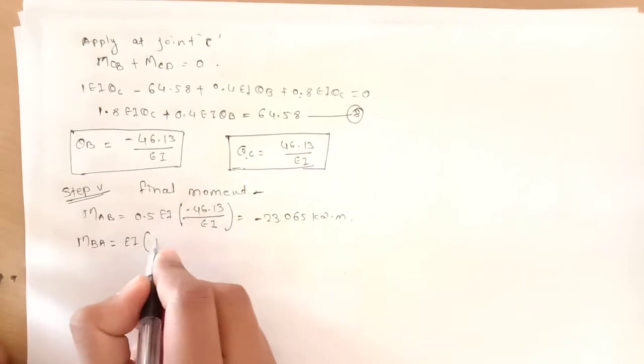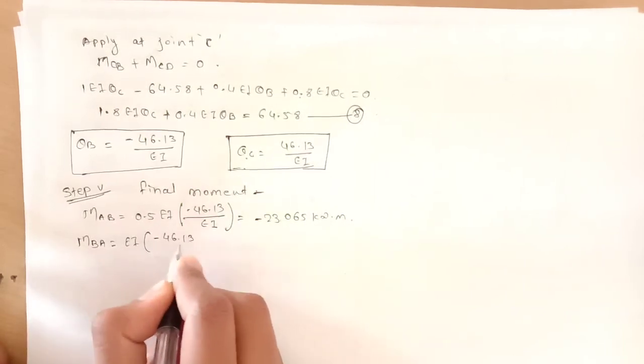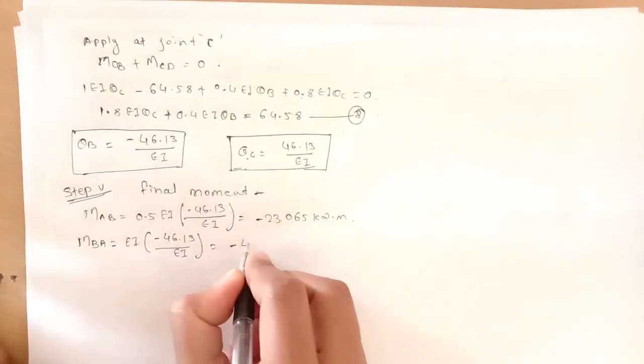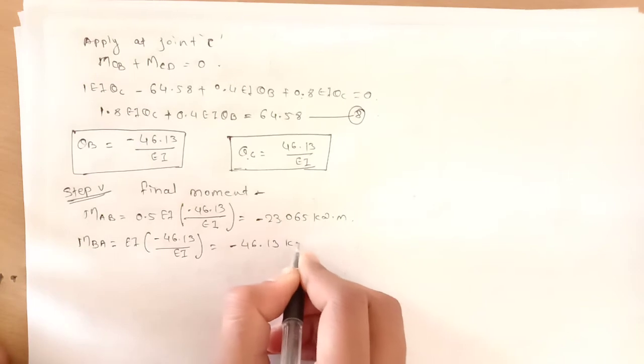Then next, the end moment at member BA is equal to, the equation is EI theta B. Theta B value is minus 46.13 divided by EI. So the answer is minus 46.13 kilonewton meter.